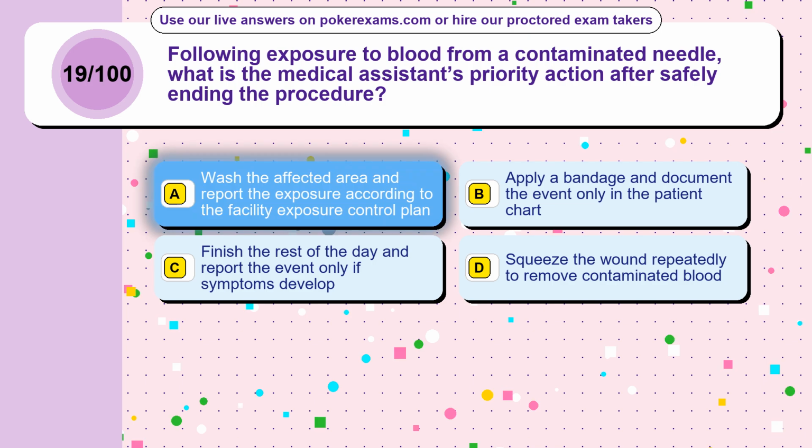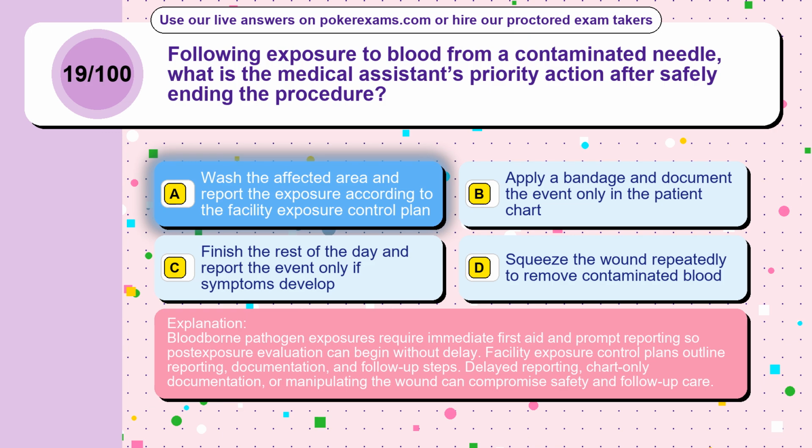The correct answer is option A. Wash the affected area and report the exposure according to the Facility Exposure Control Plan. Blood-borne pathogen exposures require immediate first aid and prompt reporting so post-exposure evaluation can begin without delay. Facility exposure control plans outline reporting, documentation, and follow-up steps. Delayed reporting, chart-only documentation, or manipulating the wound can compromise safety and follow-up care.